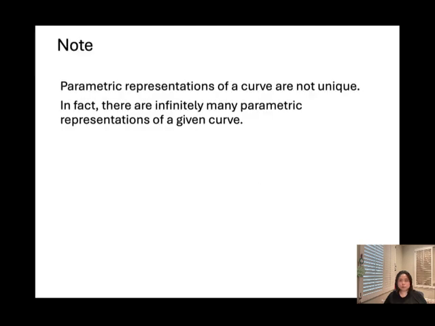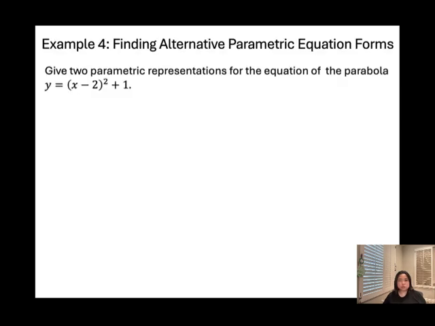Note, parametric representations of a curve are not unique. In fact, there are infinitely many parametric representations of a given curve. So now look at this example. Give two parametric representations for the equation of the parabola y equal to (x minus 2) squared plus 1.